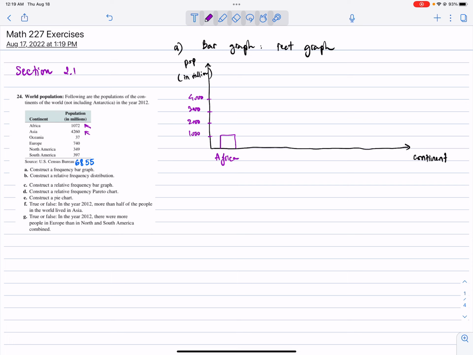And now Asia. We have 4,260 million. So that would be a little bit more than 4,000. And you notice that for Africa, I also drew the rectangular box a little bit higher than 1,000 because it's 1,072 million people in Africa. So this one is Asia. And then Oceania is 37. It's very little.